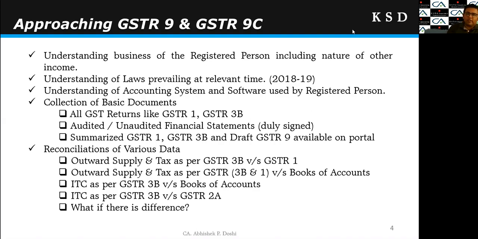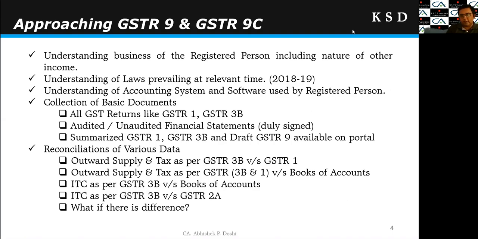Then we have to do the reconciliation of various data. Which kind of data are these? First of all, outward supply and tax as per GSTR 3B and as per GSTR 1. So we all know that at present we are filing two returns, GSTR 3B and GSTR 1, but those two returns are not interlinked. So it may happen that there is a variation in both these returns, right? GSTR 1 is only for outward supply, while GSTR 3B is for outward supply as well as ITC. So first of all, we need to match outward supply and tax as per GSTR 3B and GSTR 1.